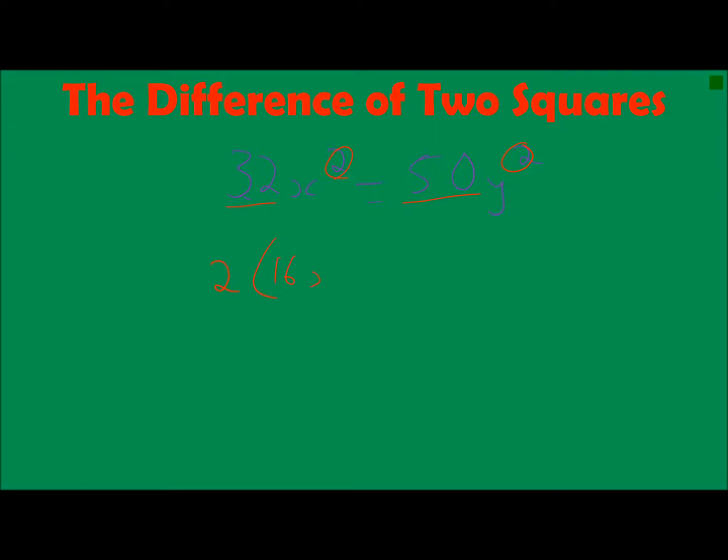So we're left with 16x squared, when we divide 32 by 2, minus 25y squared, when we divide 50 by 2. So now we're looking good, because 16 has the square root 4, and x squared's square root is x. 25 has a square root, which is 5, and y squared is y. So 4x minus 5y, and in the second one, we'll have 4x plus 5y.